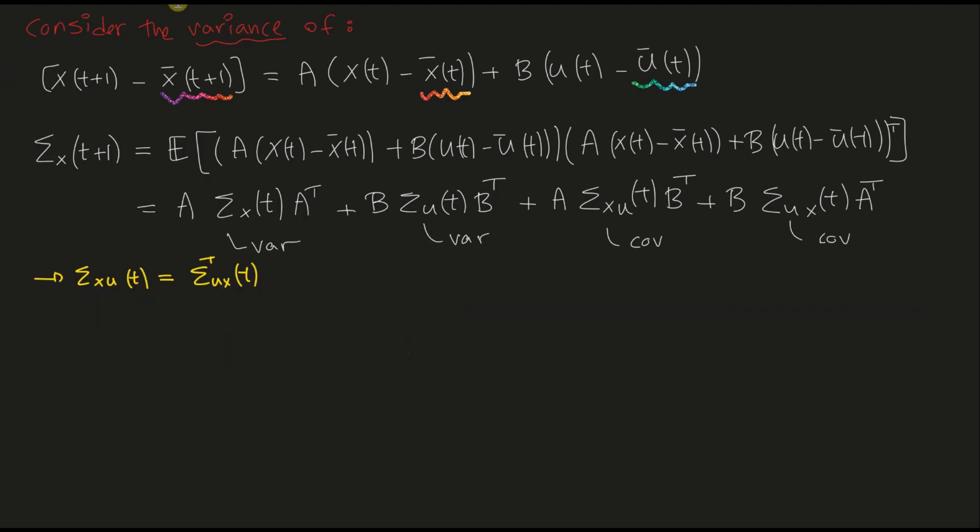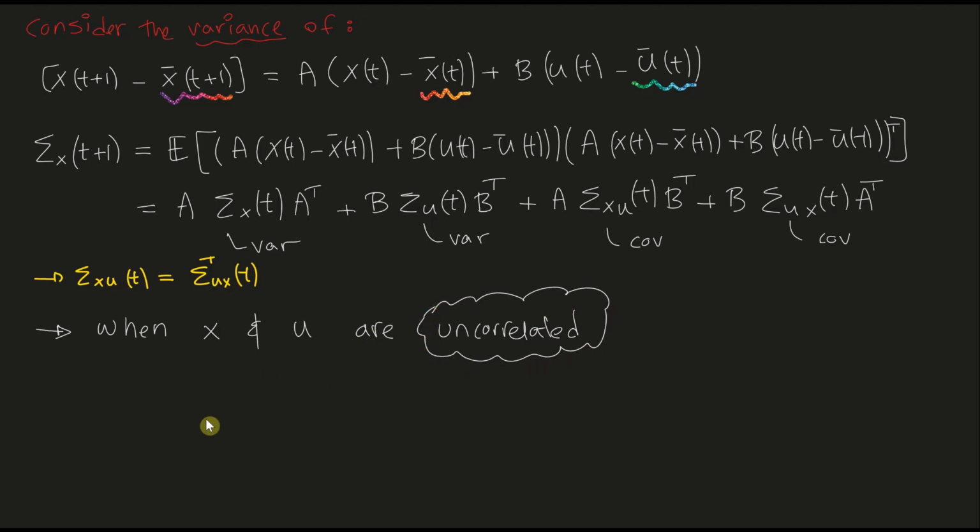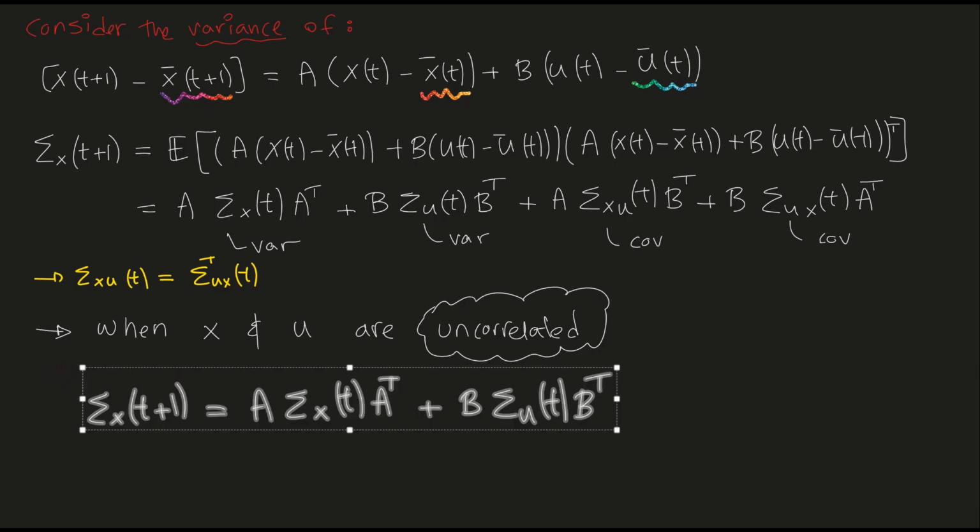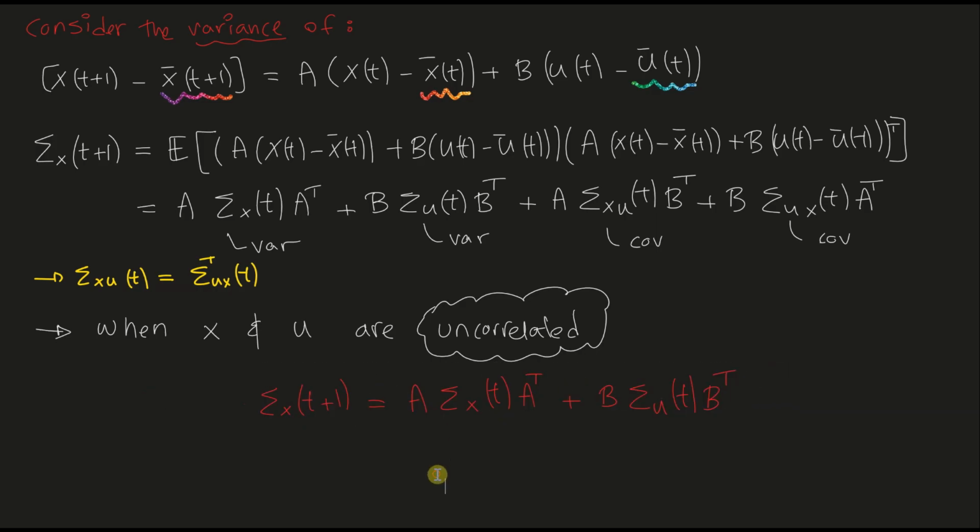In the case when x and u are uncorrelated, like there is no statistical relationship between the two, what we can say is that these sigma xu's and sigma ux's are zeros, so these are uncorrelated. And this equation simplifies to the following. So now there's only two terms on the right. So this is another very important relationship. I'm going to highlight this and leave it in red. We're putting a star right next to it.